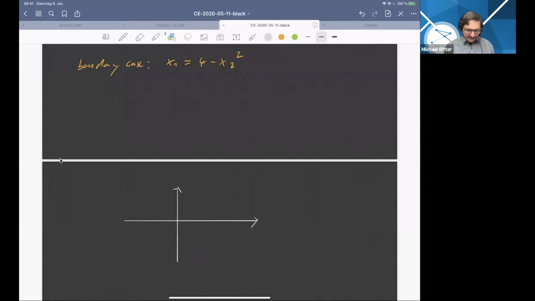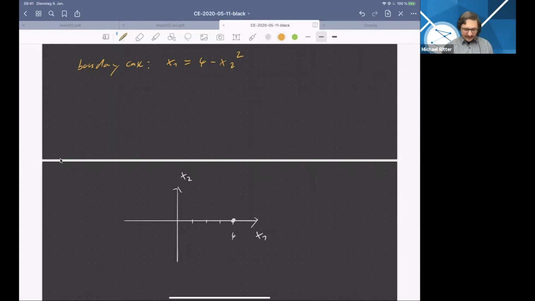So what we have is something like this in the setup here. This is the x1 axis, this is the x2 axis. Now, if x1 equals 4 minus x2 squared, that means we should see something like a parabola. For x2 equals 0, the value of that parabola is exactly at 4. Right? So 1, 2, 3, 4. That's 4 here.